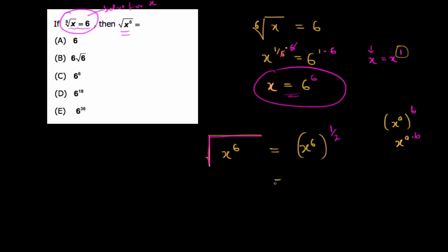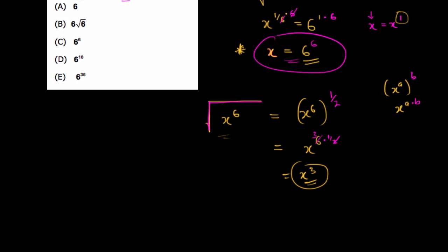So this is going to be x to the power 6 times 1 over 2. The 2 goes into 6, you have 3. So your answer is going to be x to the power 3. But it doesn't stop there. In the first part, we obtained x to be 6 to the power 6. For this part, we obtained x to the power 3.